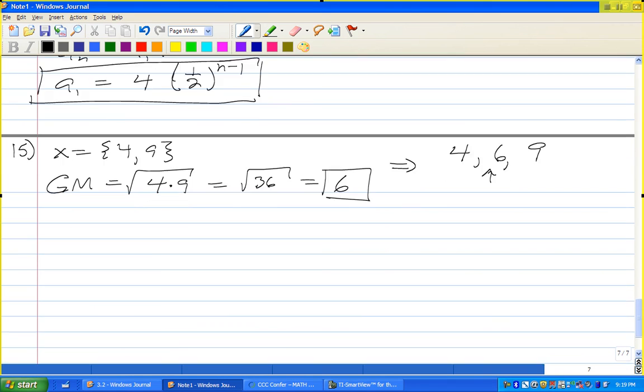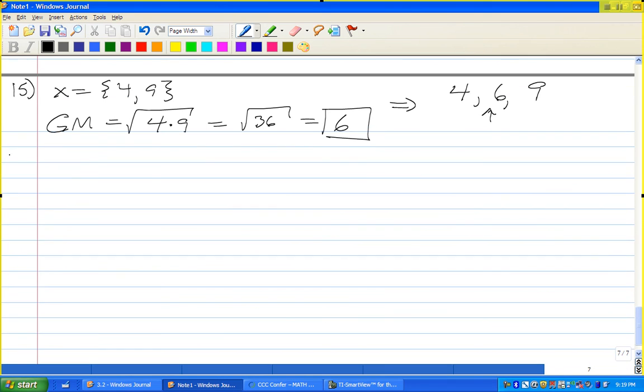Let me do problem number 17. I want to find the geometric mean of the numbers 2 and 18. And so the geometric mean is just the square root of 2 times 18, which is 6.